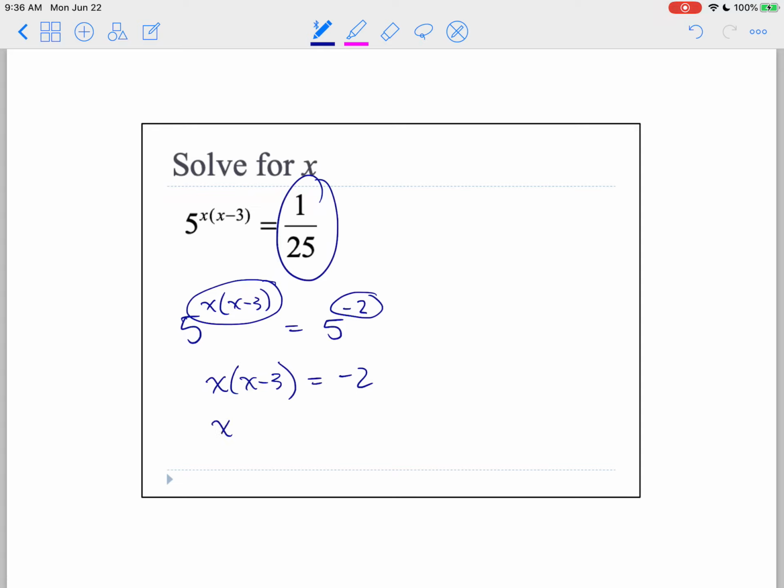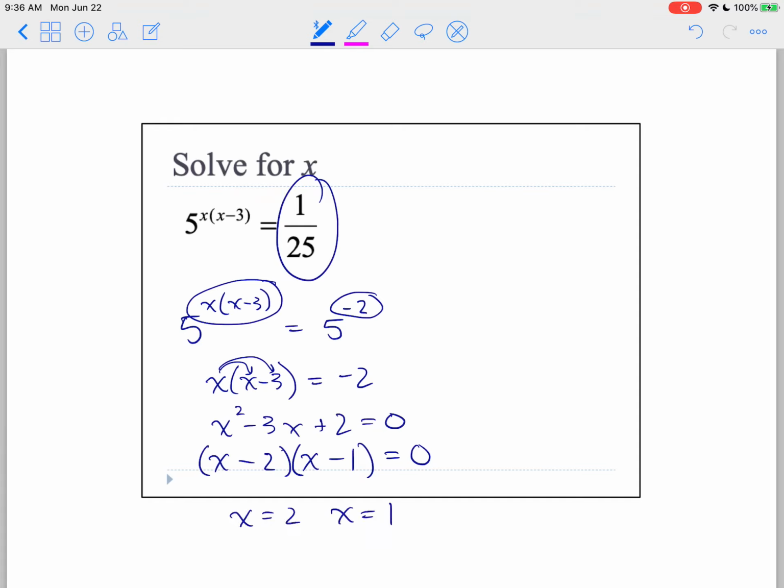So I'm just going to distribute the x here. It's going to give me x squared minus 3x. And I'm going to add 2 to both sides so that I can get this in quadratic form. And now this looks like something I might be able to factor, because factoring is my favorite way to solve a polynomial. So we have x times x gives me x squared, and then negative 2 and negative 1 multiply to give me positive 2 and add to give me negative 3. And so x equals 2, x equals 1.